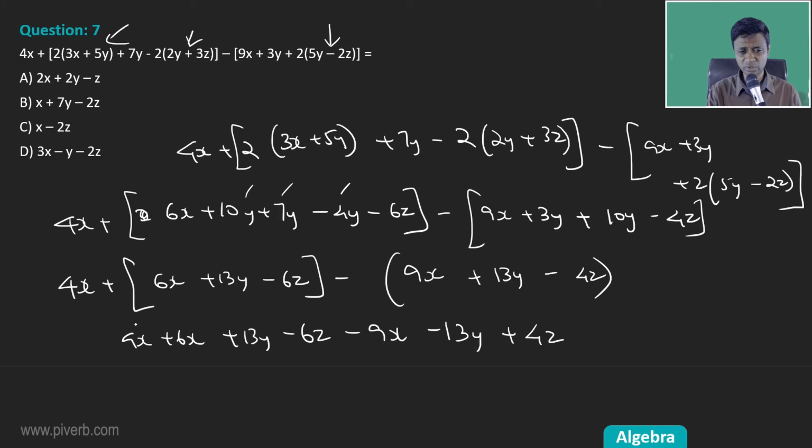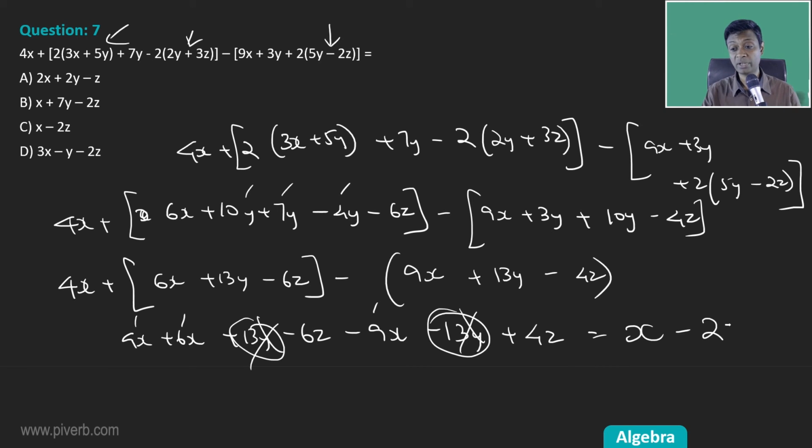And let's first put x's together. 4x, 6x, minus 9x. 4x plus 6x is 10x. 10x minus 9x is x. Y, 13y minus 13y. This completely disappears. No y term. Minus 6z plus 4z, which is minus 2z. They're looking for x minus 2z.